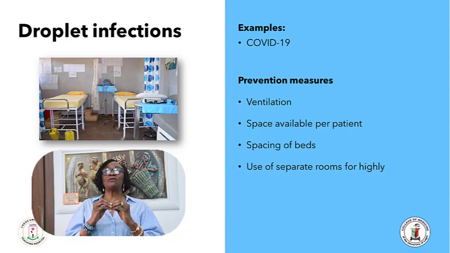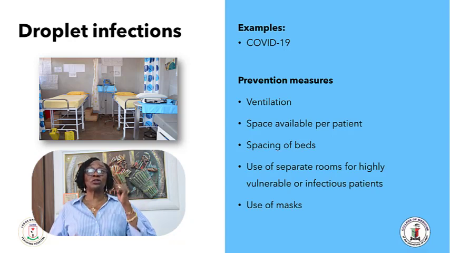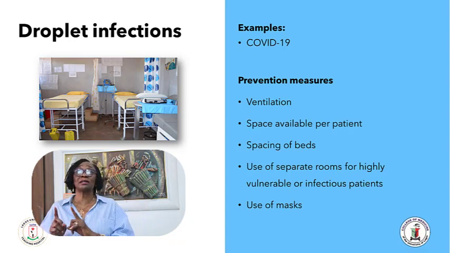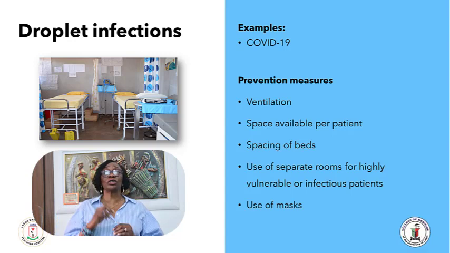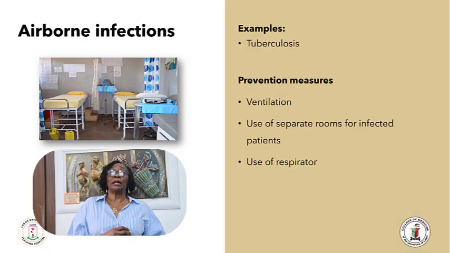And one thing that's very important for droplet infections is that you must use your mask, the surgical mask, not cloth masks in the healthcare facility, surgical masks. The other thing that's important is when you're talking of airborne infections. Tuberculosis is an example, measles is another example.